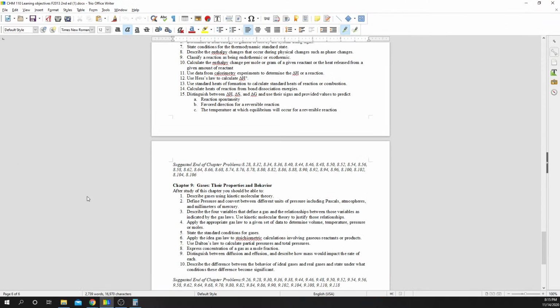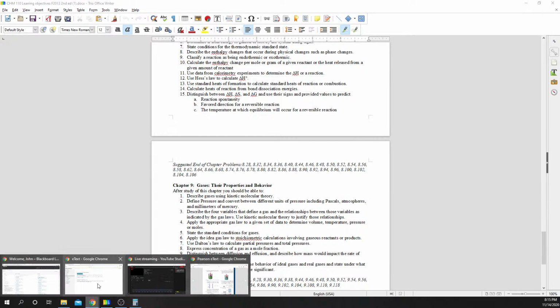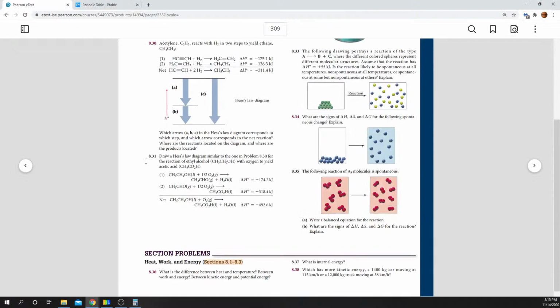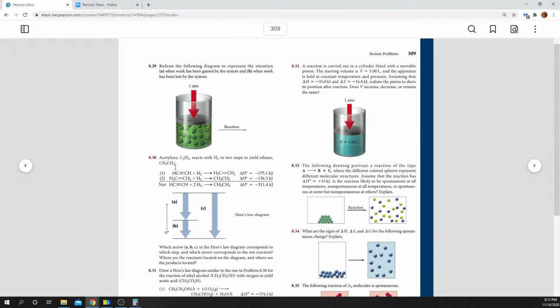Oops. Now 32 to 36. Oops. Reaction is carried out in a cylinder fitted with a movable piston. The starting volume is V equals 5 liters, and the apparatus is held at constant temperature and pressure. Assuming that delta H is negative 35 and delta E is negative 34.8, redraw the piston to show its position after the reaction. Let's see.